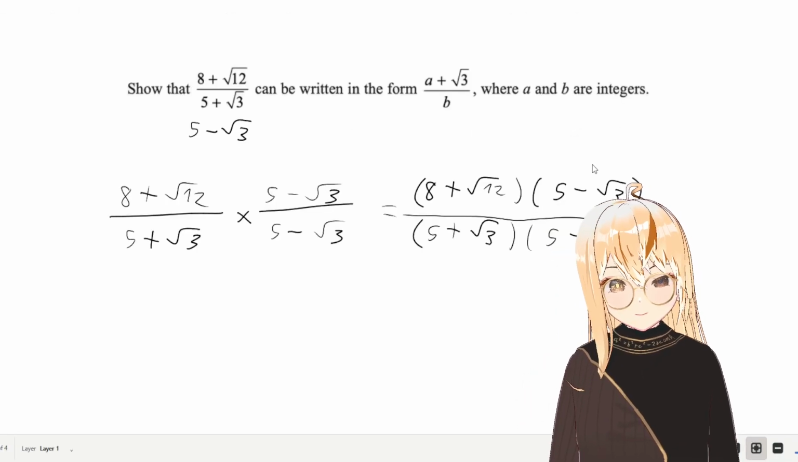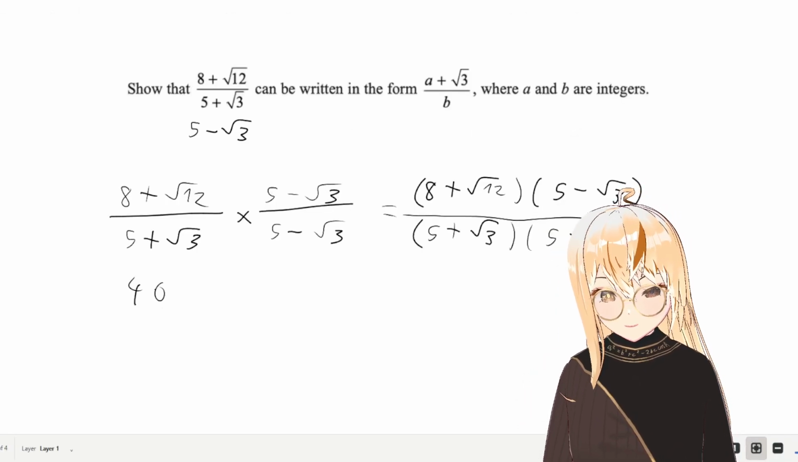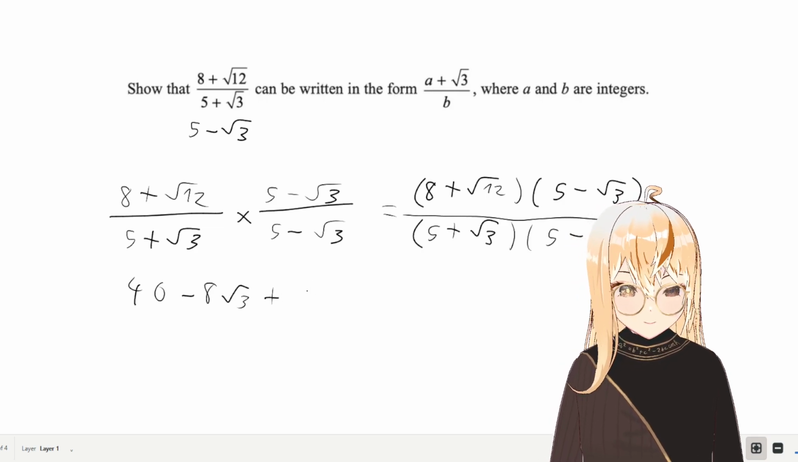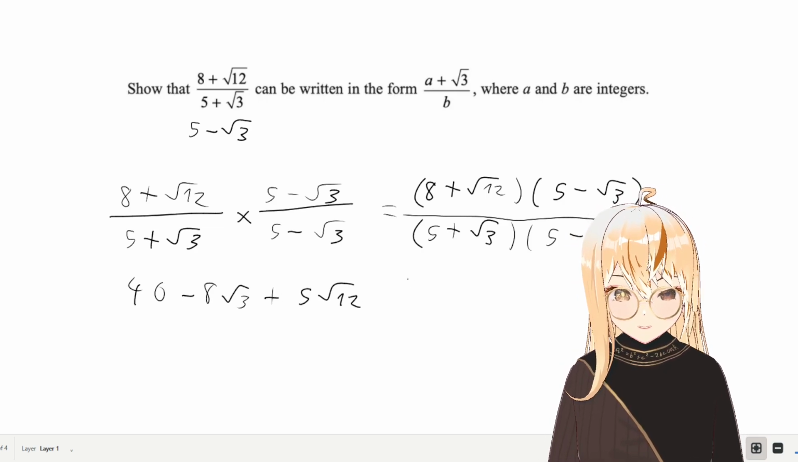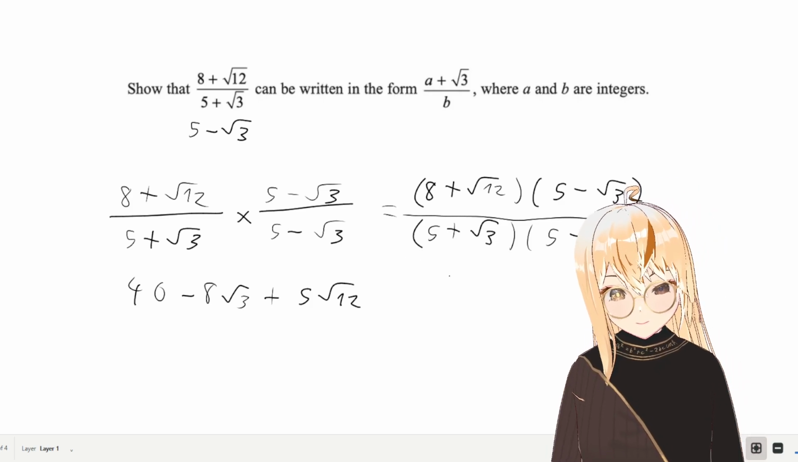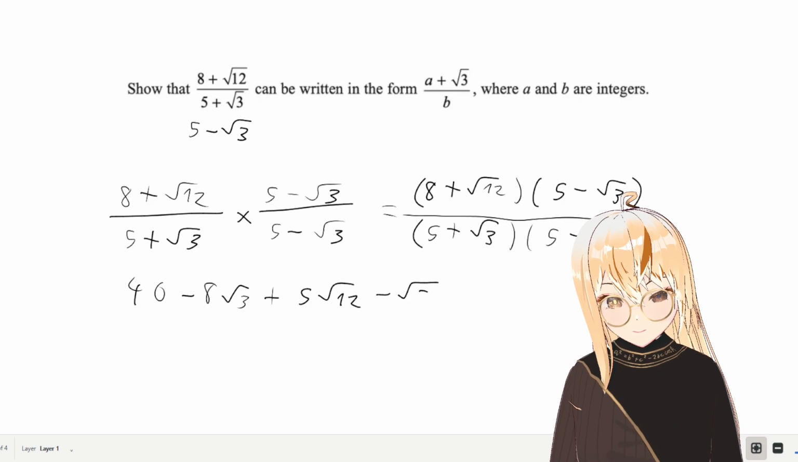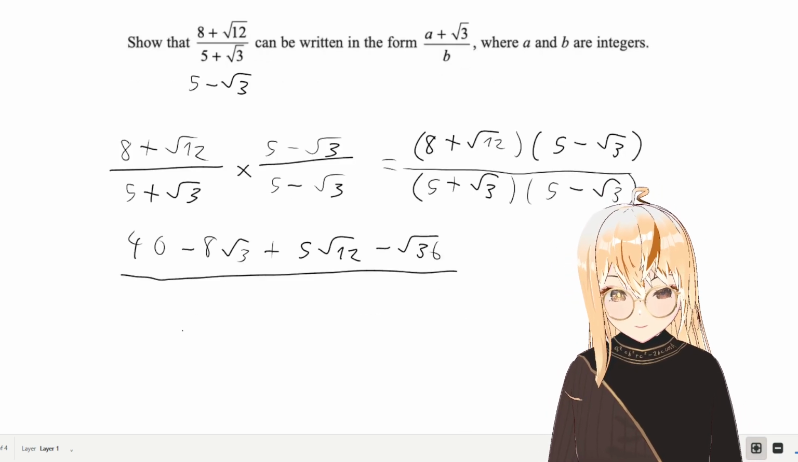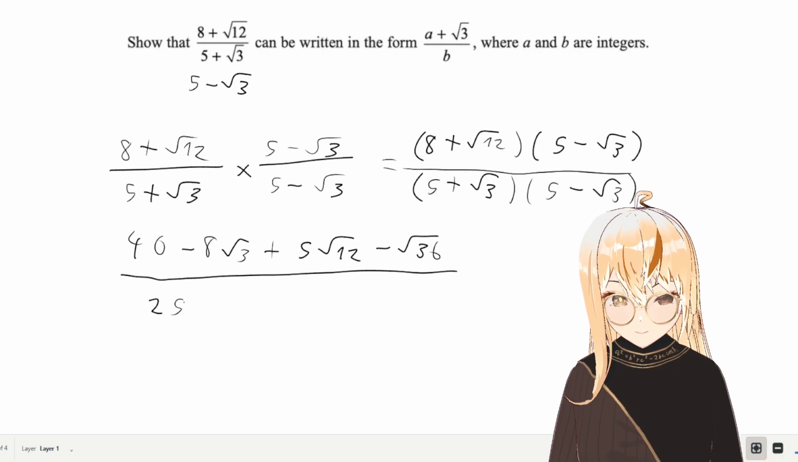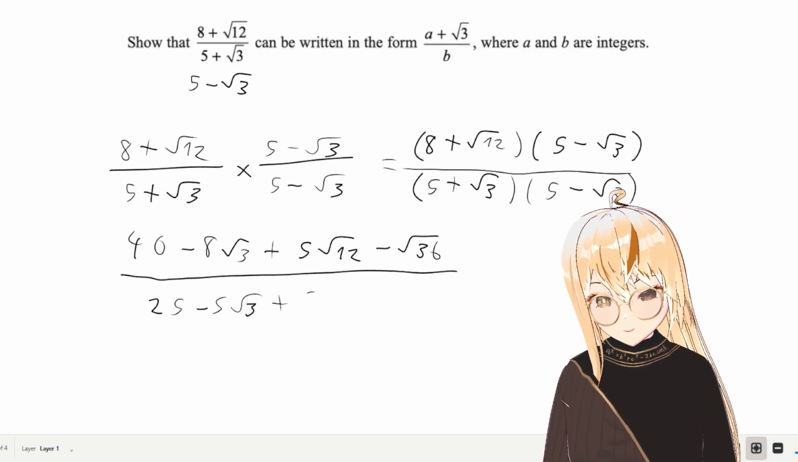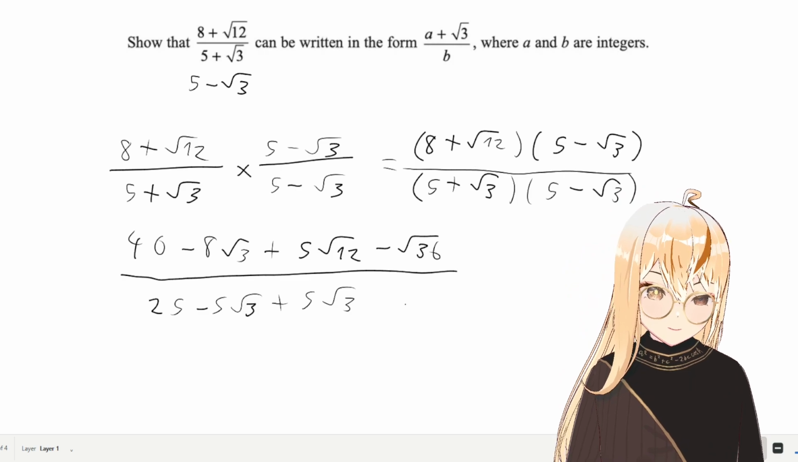Okay, so 8 times 5, 40, minus 8 root 3, plus 5 root 12, and then 12 times 3 is 36, which we can simplify. Then we get 25 minus 5 root 3 plus 5 root 3, which will cancel out, and then minus 3.